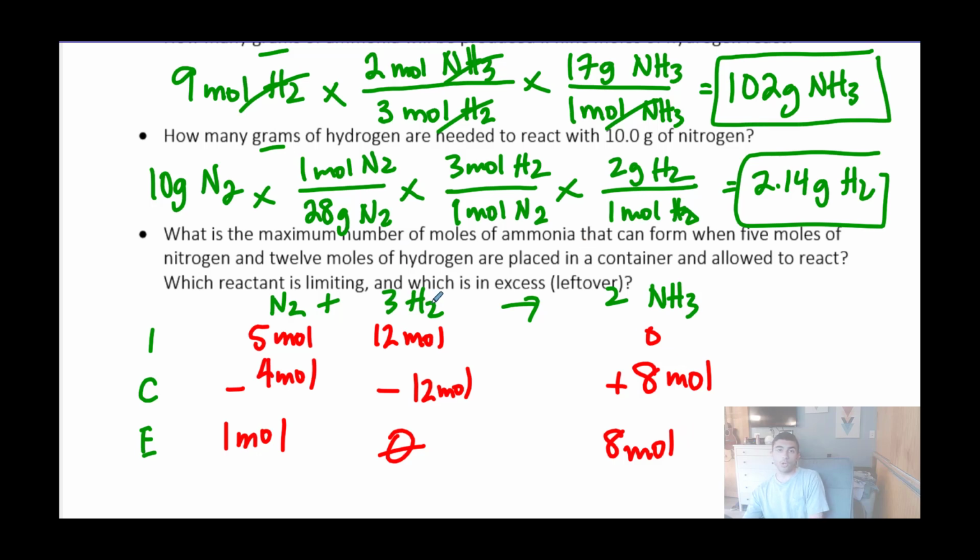So I've just answered all of those questions in one shot. We can produce 8 moles of ammonia maximum. My hydrogen is my limiting reactant because it was used up first, it ran out first. And my nitrogen is in excess, it's left over, and there's 1 mole of it left over.